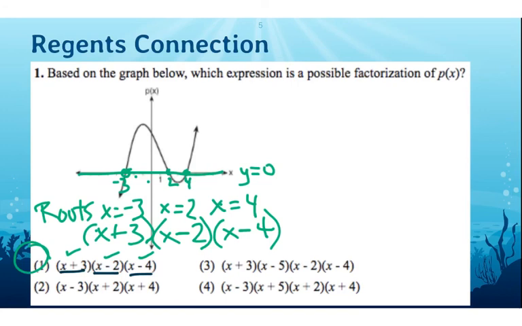You could immediately knock out 3 and 4, because I've got 4 roots, and I only intersect this graph 3 times. So the answer choice would be number 1.